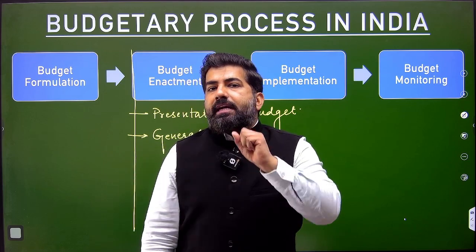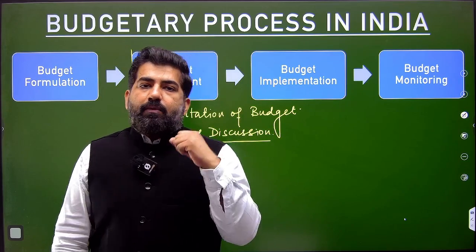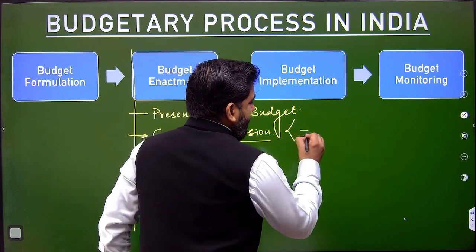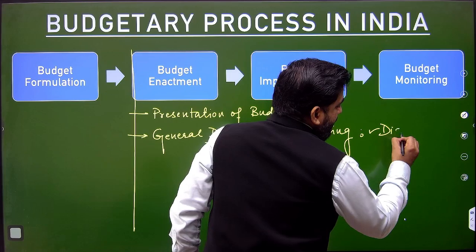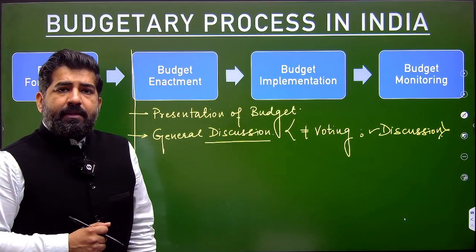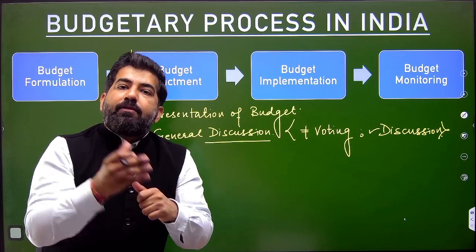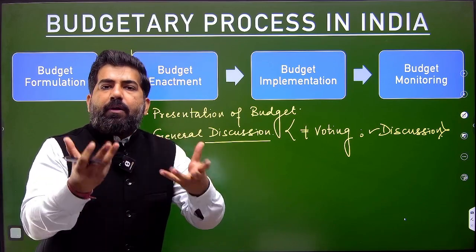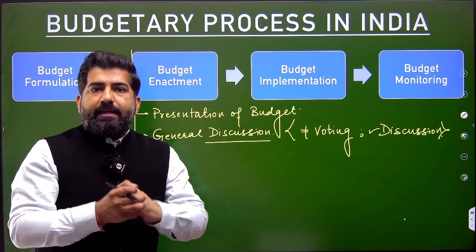Now, during this general discussion, let me tell you, the members of parliament can raise their questions, but no voting will happen at this stage. The discussion is allowed, but the voting is not going to happen. Clear? Once this general discussion happens for such period of time, again, कितने दिन के लिए? For such period of time as the speaker, or you can say the presiding officer, may decide. What happens after that?